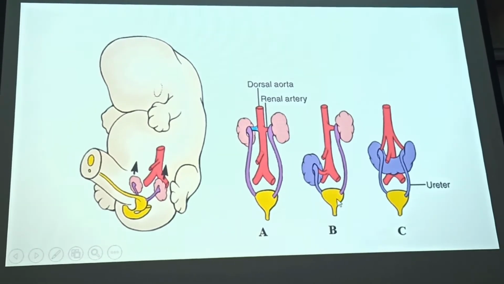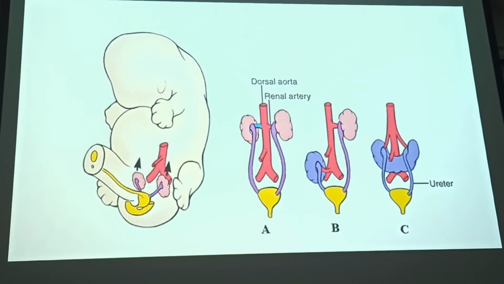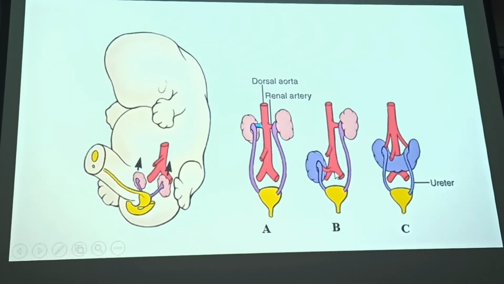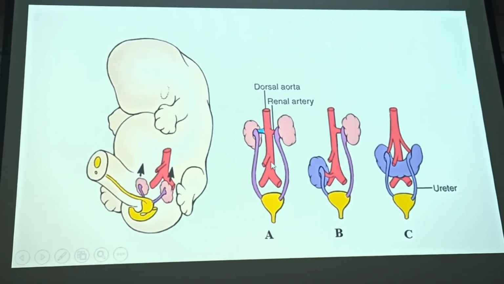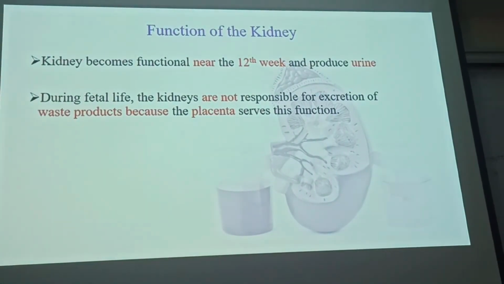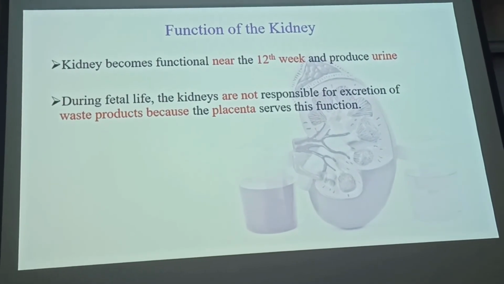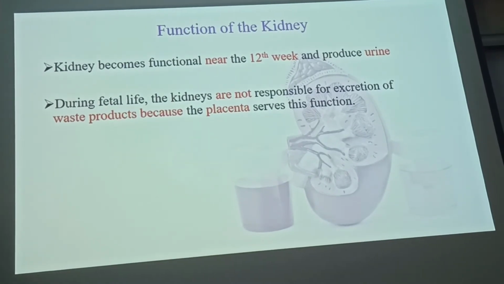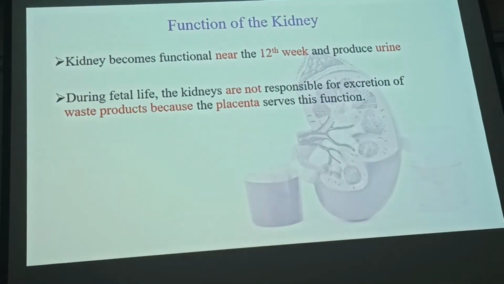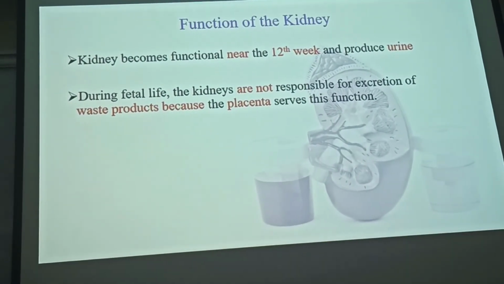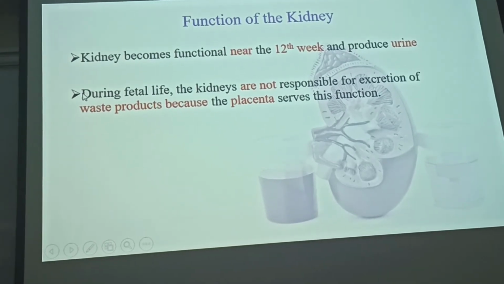Please tell me, in this picture, which abnormality do you see? Pelvic kidney. Pelvic kidney. And horseshoe kidney. And these kidneys start to produce urine. Near the 12th week, kidneys start to produce urine. Please be careful with this statement.